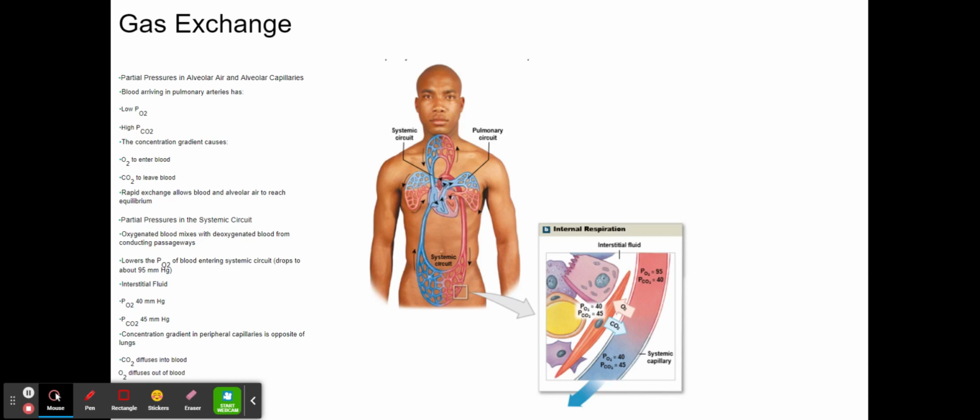No further changes in partial pressures occur until the blood reaches the systemic capillaries. Normal interstitial fluid has a PO2 of about 40. As a result, oxygen diffuses out of the capillaries until the capillary partial pressure is the same as that in the adjacent tissues. Inactive peripheral tissues normally have a PCO2 of about 45, whereas blood entering the peripheral capillaries normally has a PCO2 of about 40. As a result, carbon dioxide diffuses into the blood as oxygen diffuses out.